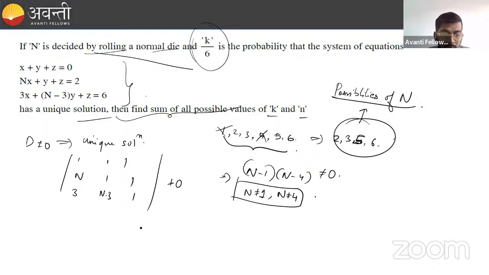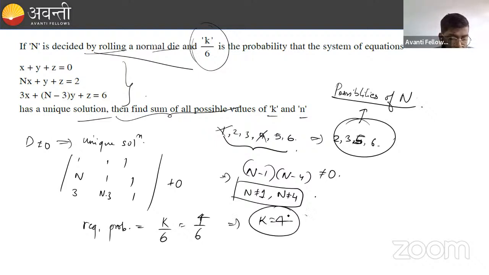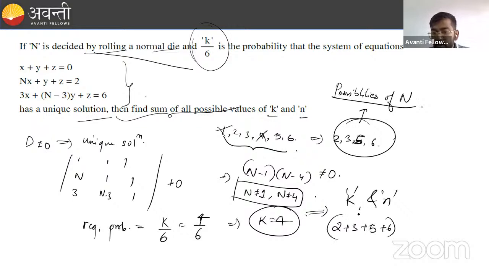Now, the required probability is k by 6, which is also equal to 4 by 6, which implies k is equal to 4. Hence, the sum of all possible values of k and n will be: first we add all the possible values of n, and then we add k. So this comes out to be 2, 3, 5, 5, 10, 10, 6, 16, 4, 20. So the answer to this question is 20.